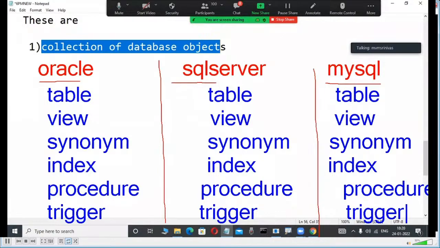But the first component is what? Collection of objects. Objects means table, views, procedure, function, triggers, packages, so many things are there. But unfortunately, if you are a first-time newcomer, what is the purpose? Suppose you have an idea. What is the purpose of view? What is the purpose of synonym? What is the purpose of index? What is the purpose of procedure? What is the purpose of trigger?